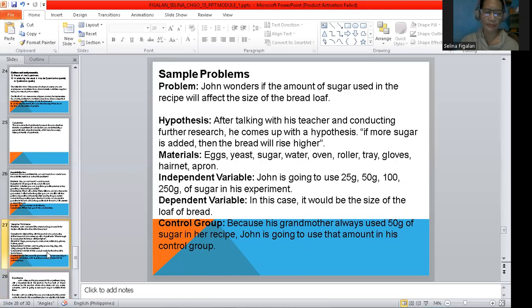So, yun yung pagsabi niya dito. Okay? So, yun yung parang samples lang siya. Wala siyang application. But, the explanation of what's the difference between independent variable, dependent variable, and then the control group.